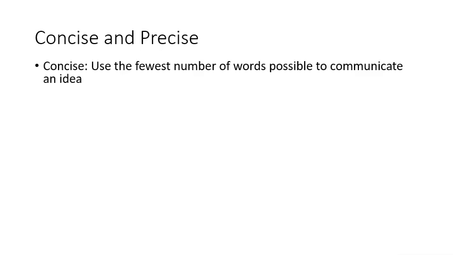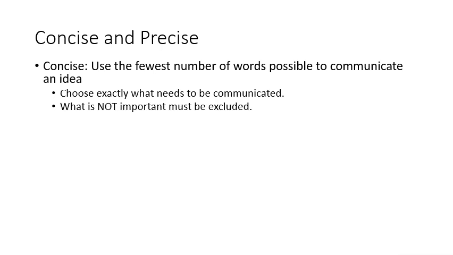Because your scientist doesn't want to spend a lot of time reading frivolous things, they want to get to the point, you have to be concise in your writing. And that word concise means that you're using the fewest number of words possible to communicate your idea. So choose exactly what it is that you're trying to communicate. You have to be very clear in your own mind. And then also make sure that what is not important is excluded. This takes a discriminating mind, and it takes some time to figure out what needs to be communicated and what doesn't.